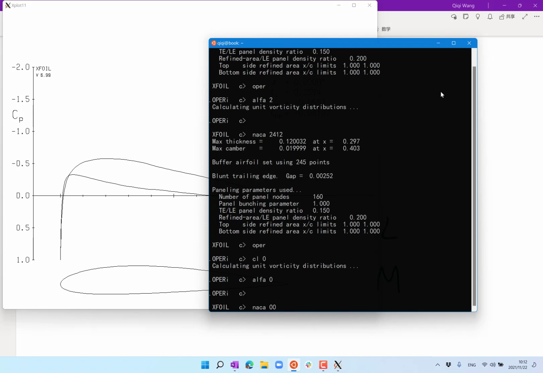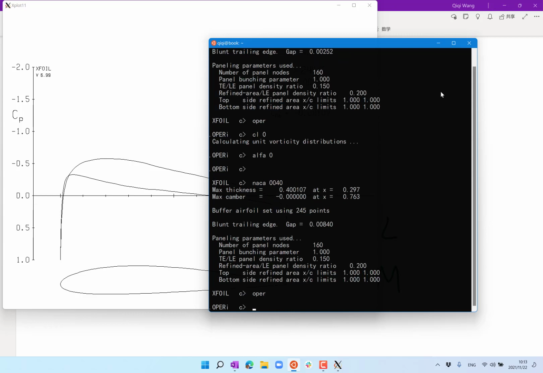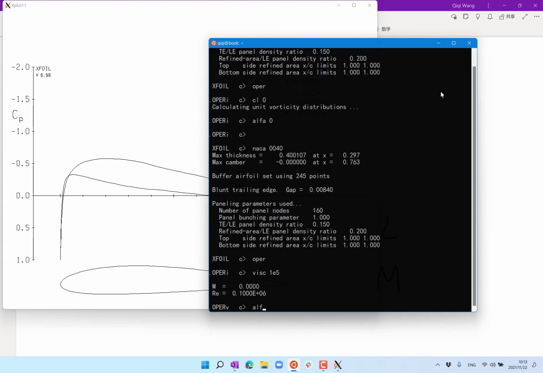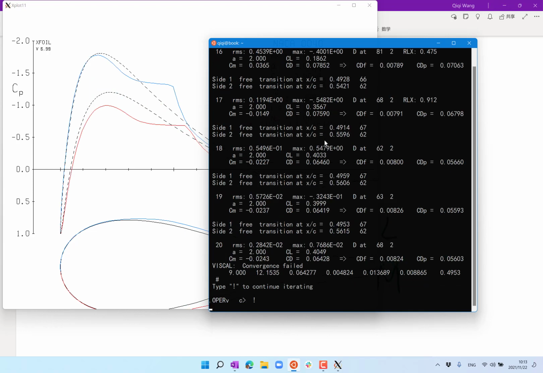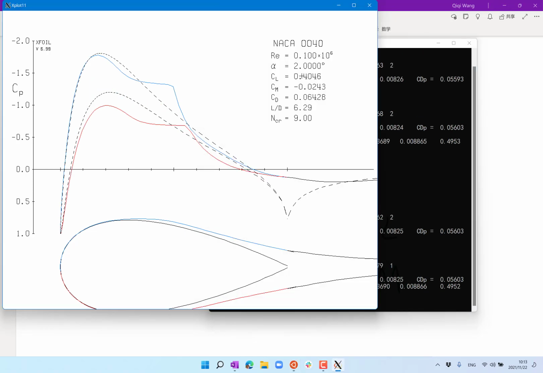let's say even a symmetric airfoil, if you take it pretty thick, right, and turn on viscosity, let's say 10 to the 5. If you take it to 2 degrees angle of attack, doesn't converge. Okay, now it's converged. Now the Cm is not going to be 0 because it's no longer a thin airfoil, right? So in this case, the Cm is again negative.